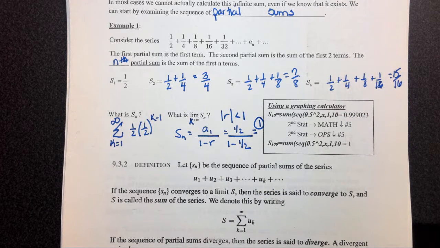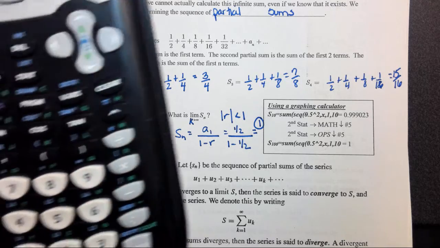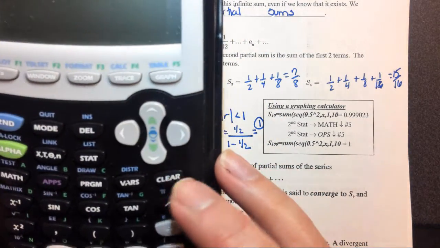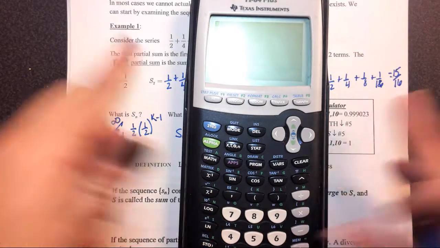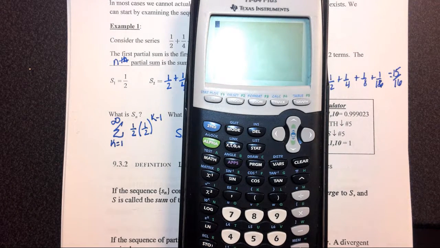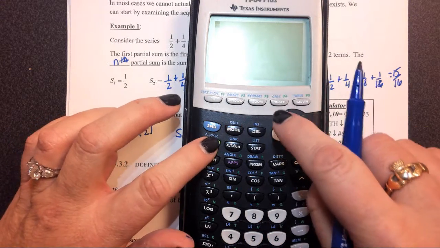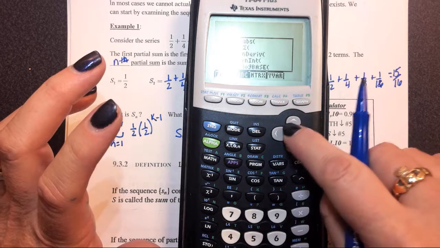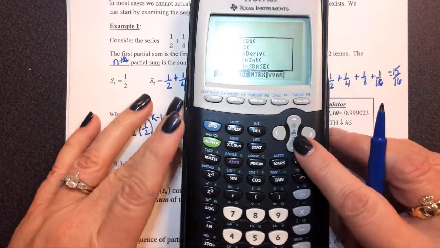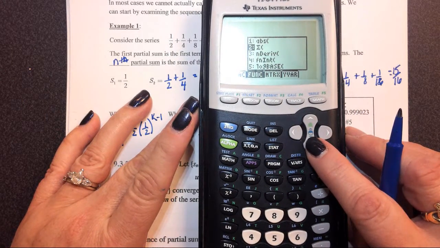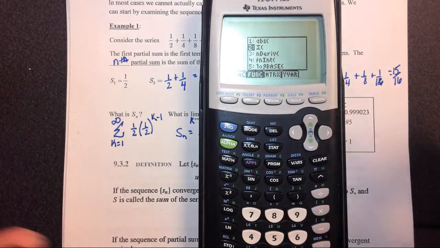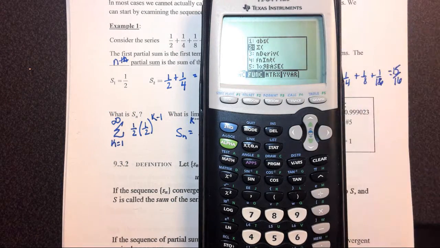Now, on your calculators, ladies and gentlemen, depending upon the version of the calculator you have, you may have a sigma. If you've got the updated 84s with the updated operating system, you can find your sigma notation by going under alpha window, option number 2. So alpha window, option number 2, you will see that you can actually have your sigma button.